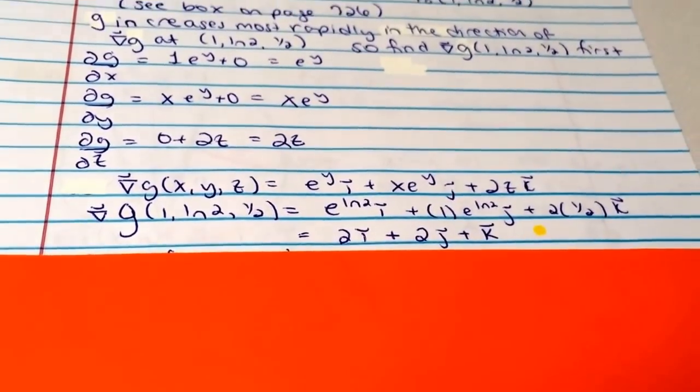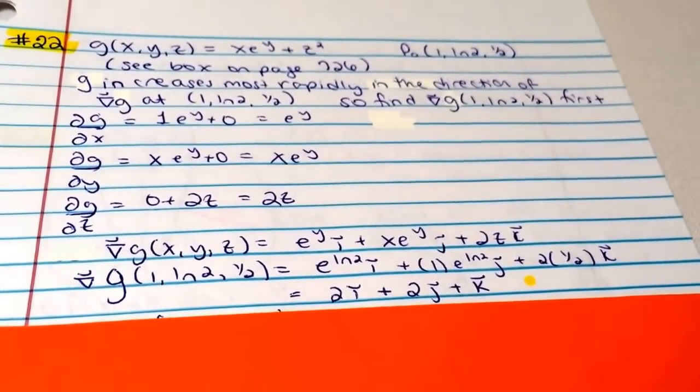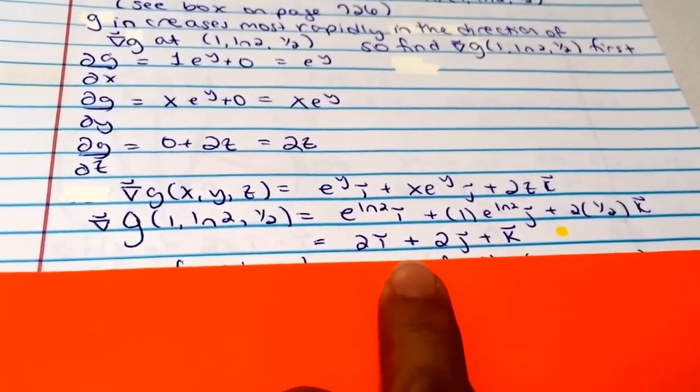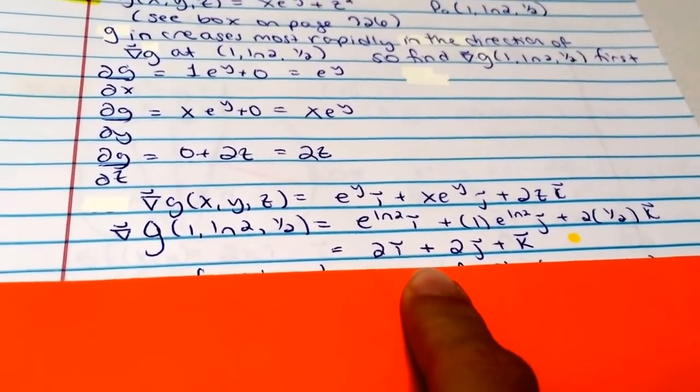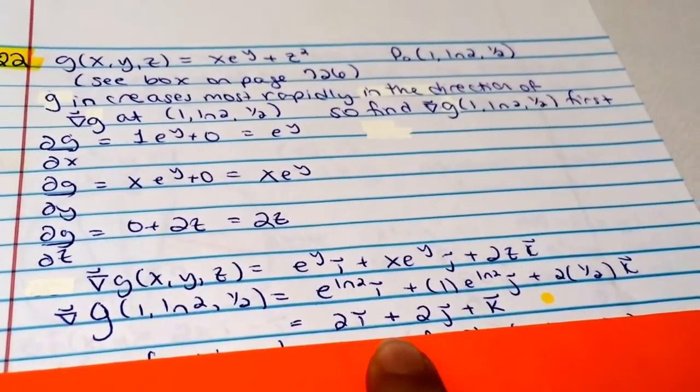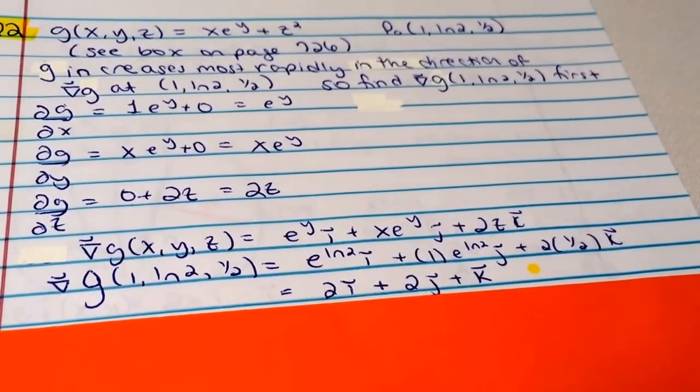But before I keep going, let me just warn you. If I asked you which direction does it increase most rapidly and you told me this, it would be wrong. See if you can think why. I'm going to pause, or I'll wait just a second. Why would this be wrong for the direction?